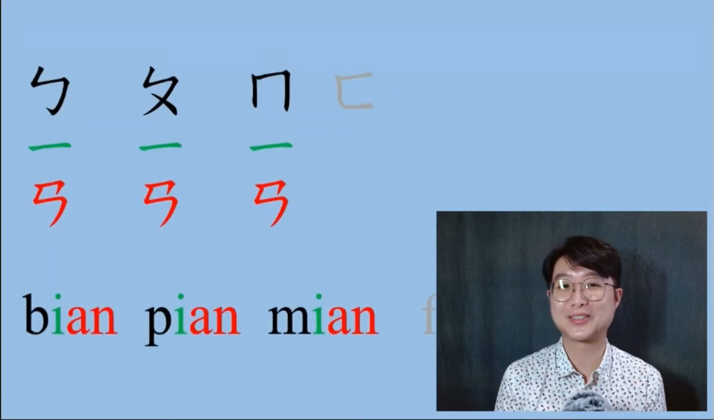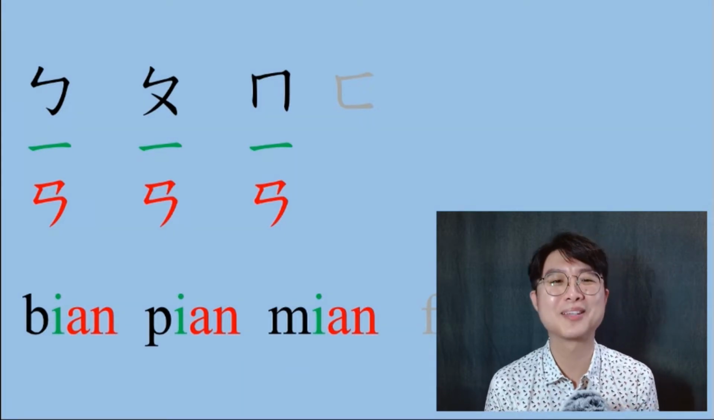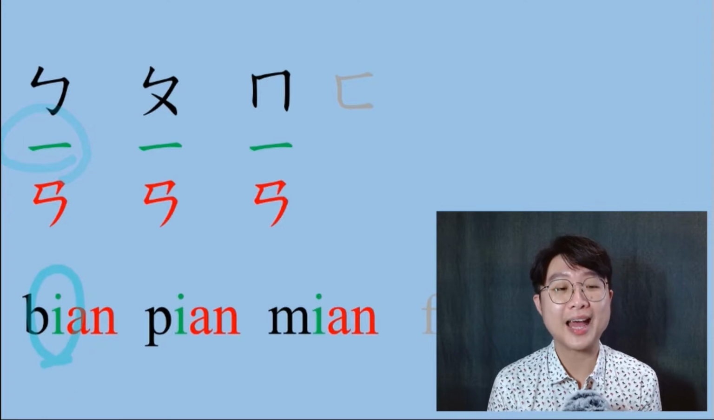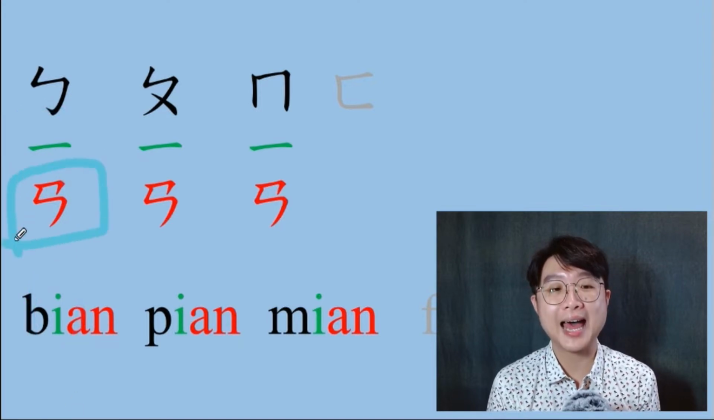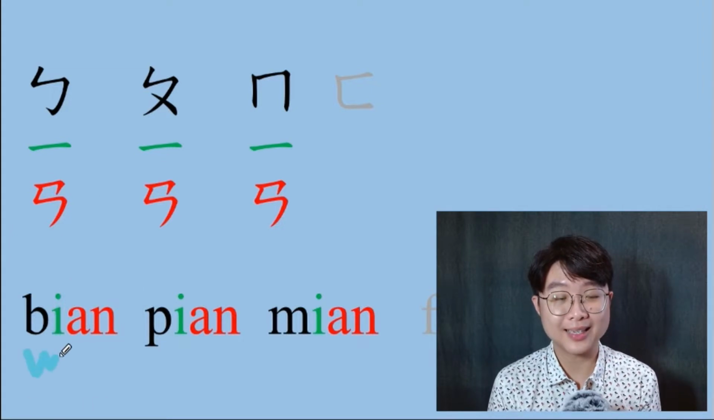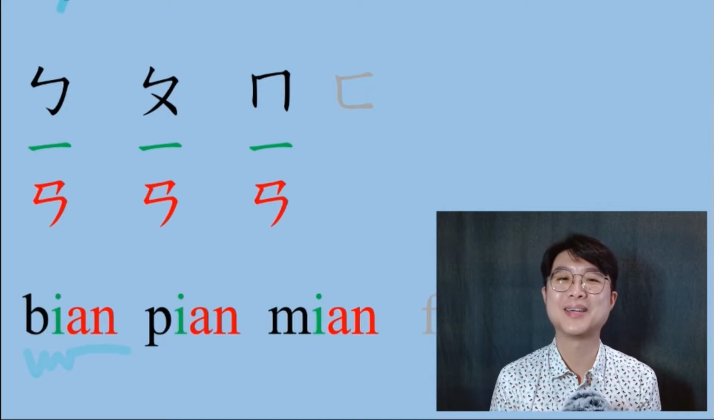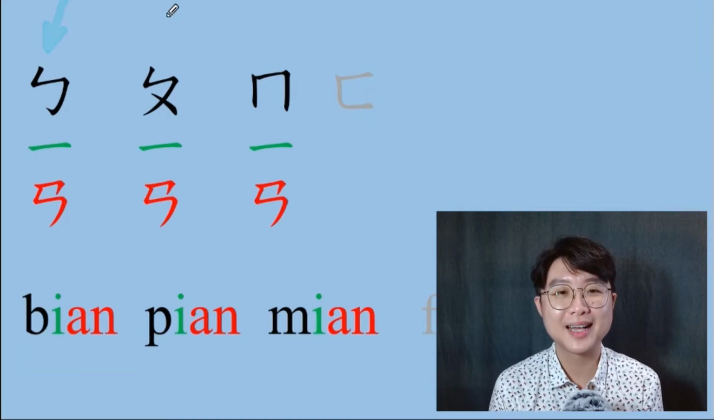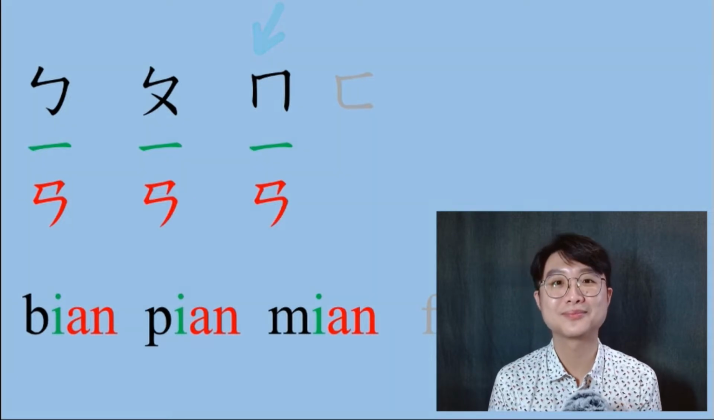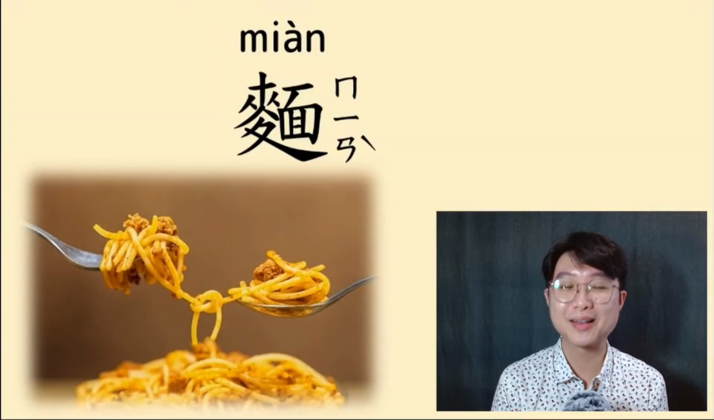Oh, you see 2 colors there, right? It's getting a little bit complicated. The green one is a vowel, it's E. And the red one is an. When you put E and an together, it's yan. Follow me. 边 偏 面. Prefer noodles? 面.